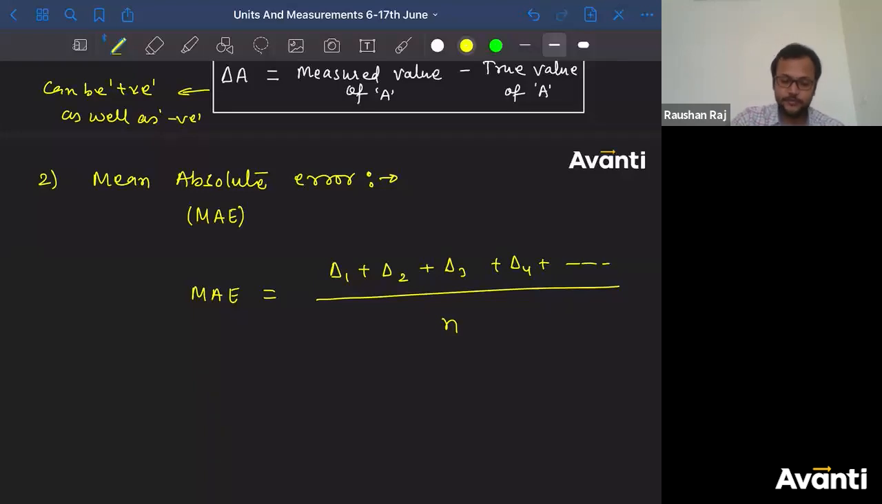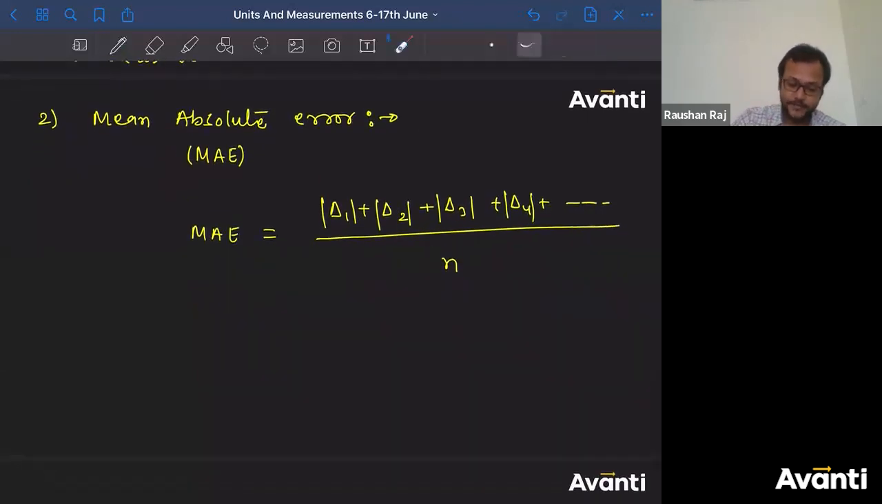So delta 1 is the measurement for the first time. When you measure the quantity for the second time, delta 2. Third time, delta 3. Fourth time, delta 4. So we have to take the modulus of all these, so that the value should not get subtracted. Okay. So please remember this. Mean absolute error will be the summation of all the magnitudes of error divided by the number of errors.